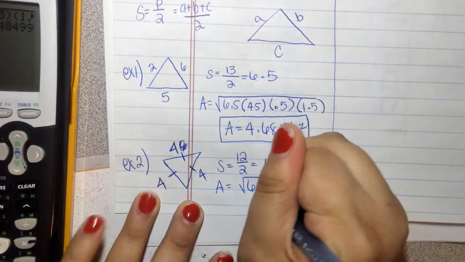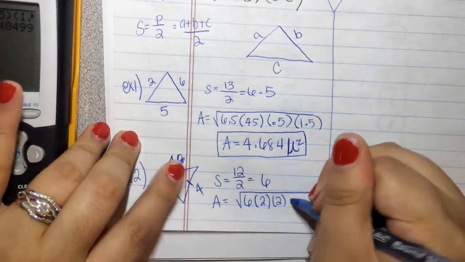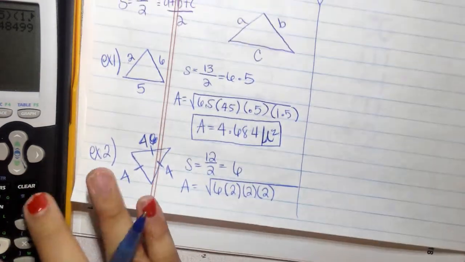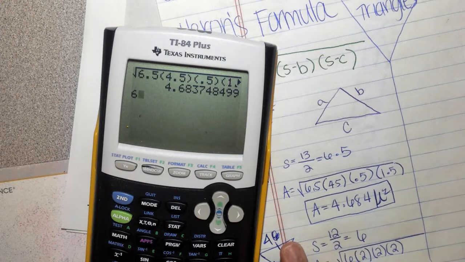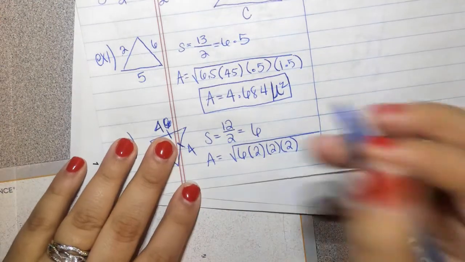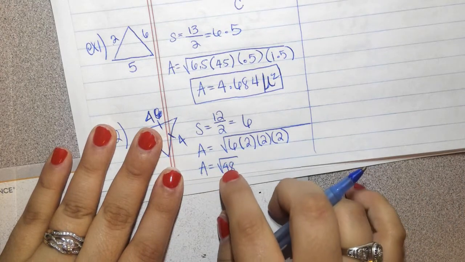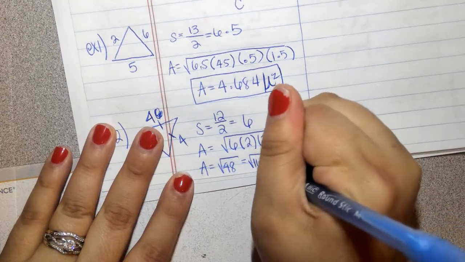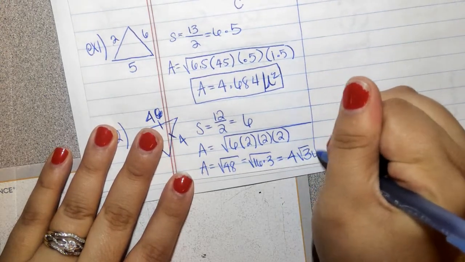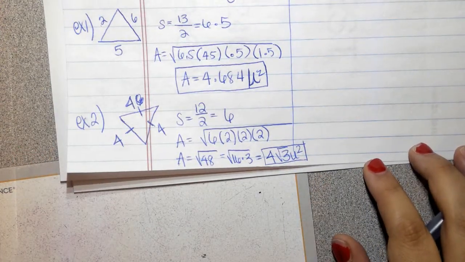So now I'm going to do 6 times 6 minus 4, which is 2, 6 minus 4 is 2, and 6 minus 4 is 2. So these are all not decimals, so I can just do in my calculator, 6 times 6 times 6 times 6 times 2 times 2 times 2, is 48. This gives me the square root of 48. Now, I can simplify that because that is 16 times 3. And what is the square root of 16? 4 square roots of 3. So no decimals if it's a perfect number.